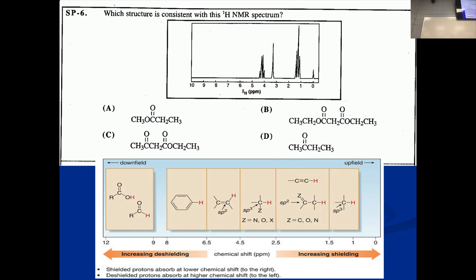Which structure shown below is consistent with this NMR spectrum? We don't have a whole lot of time left, so take 3 minutes with your partners and work through this one. It might be kind of difficult to see, so I'll just tell you: this is a quartet, 4 peaks, this is a singlet, and that is a triplet. From left to right, a quartet, a singlet, and a triplet.